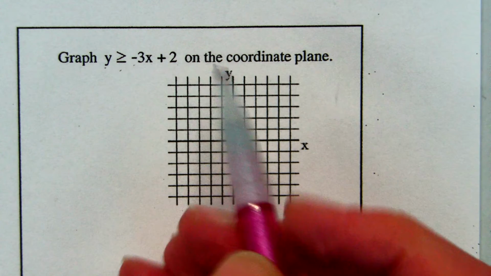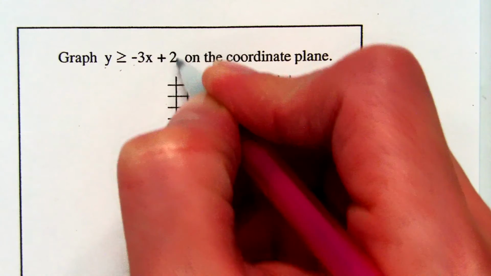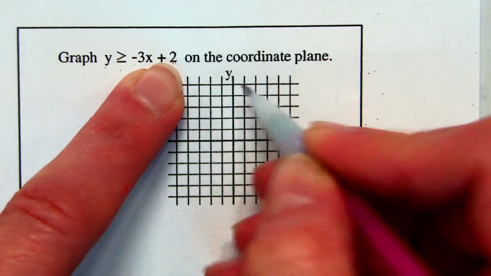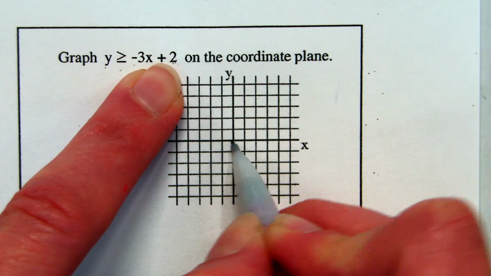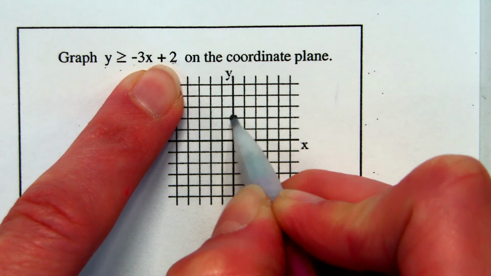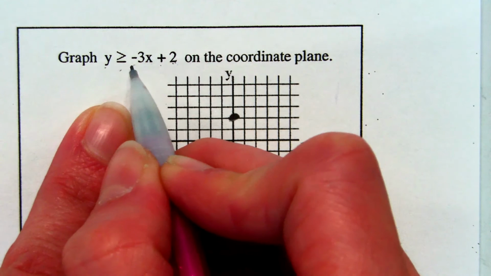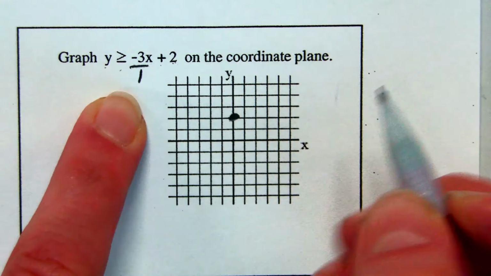So we're going to draw the boundary line. And what we're going to do is use the slope-intercept form. So the plus 2 here is my y-intercept. So I'm going to go to the y-axis. It's kind of hard to see these axes, but this is the origin. Go up 2, you put a point. And then my slope is negative 3. We can make that into a fraction by putting that over 1.